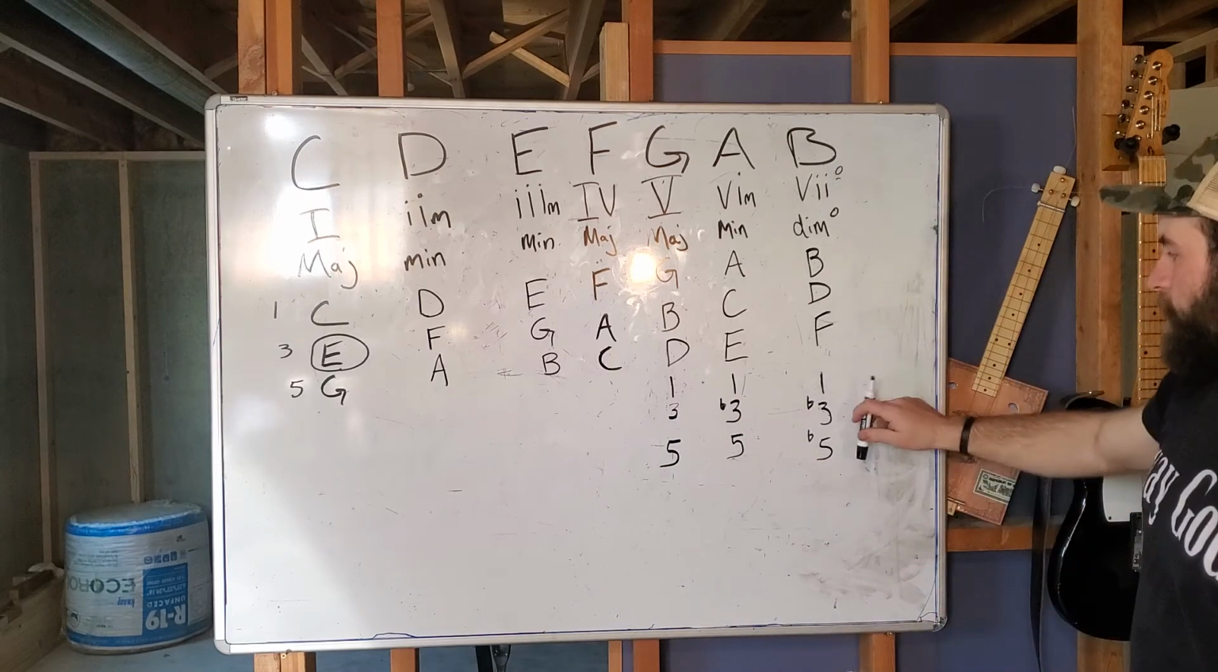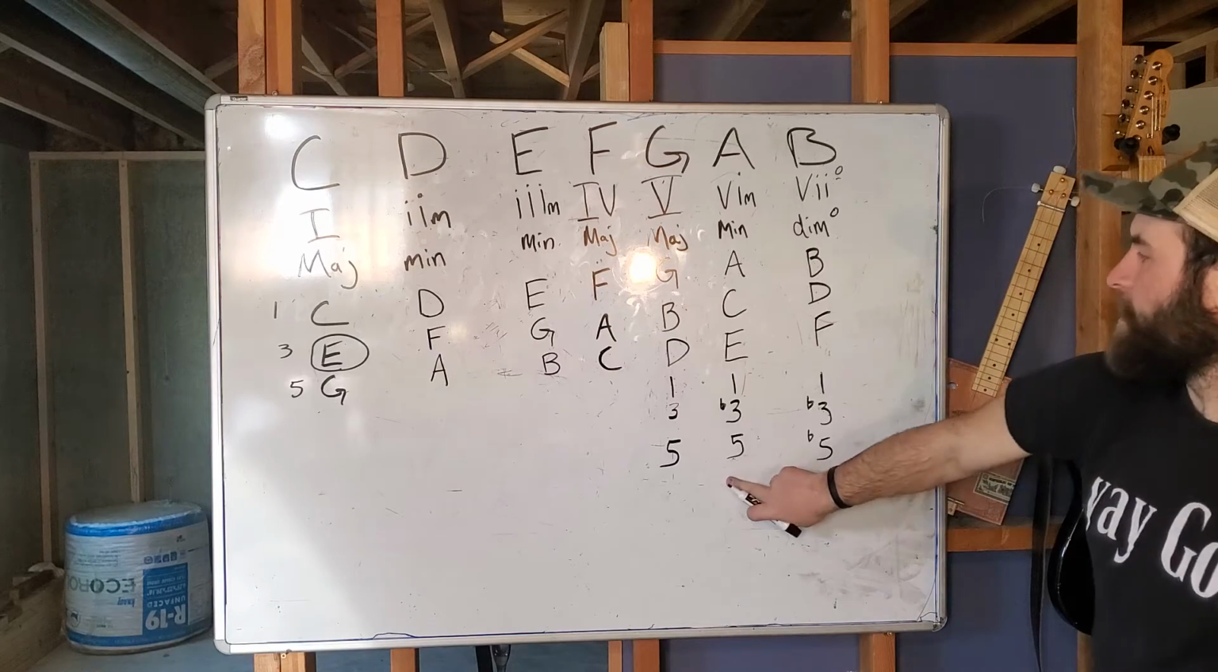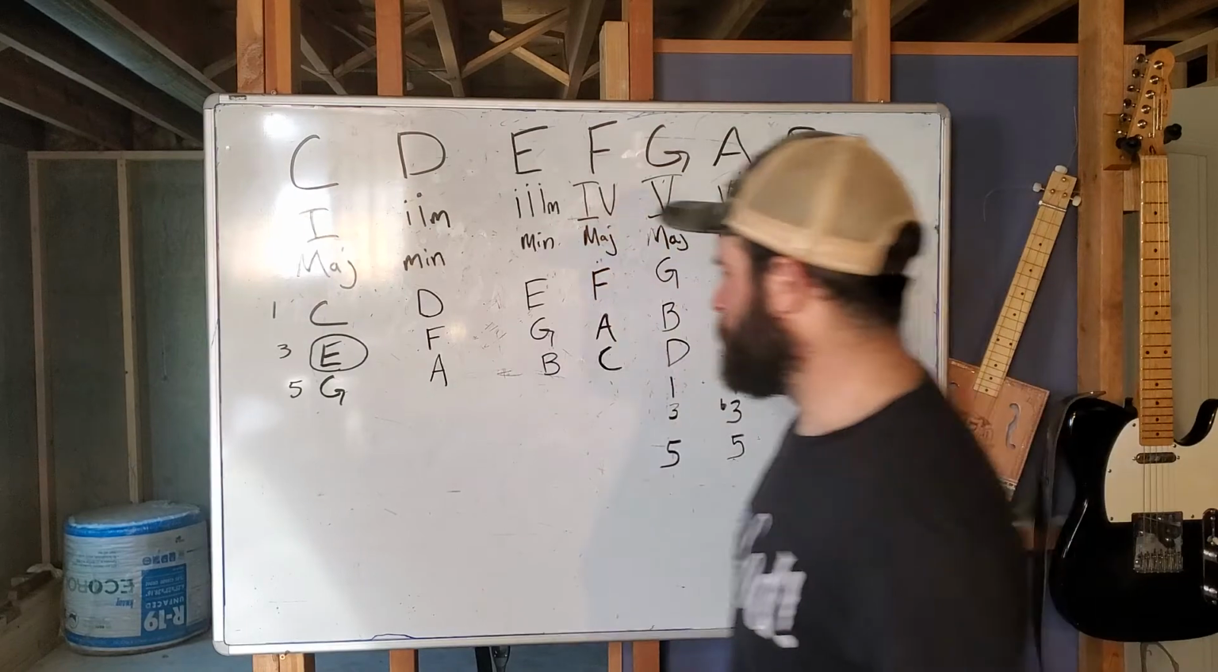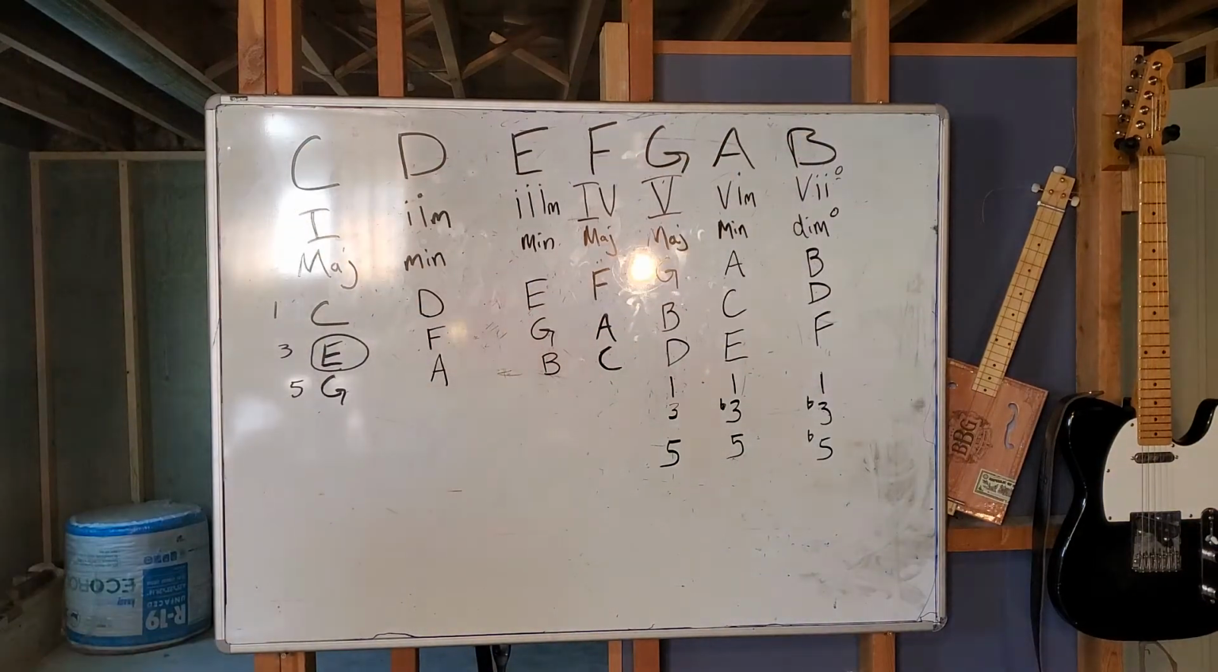So here we are. So that's the 3 different kinds of chords. You got diminished, minor, major. And so I hope this makes sense. Take a good hard look at it.